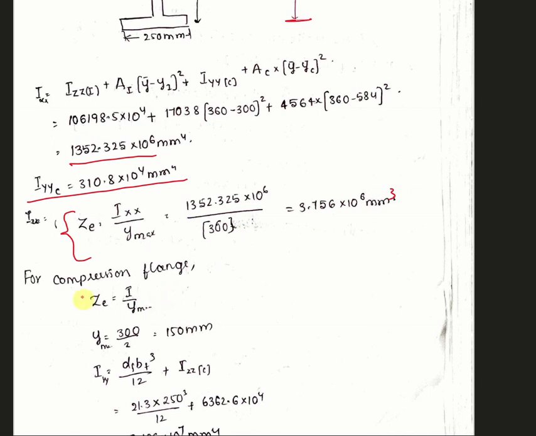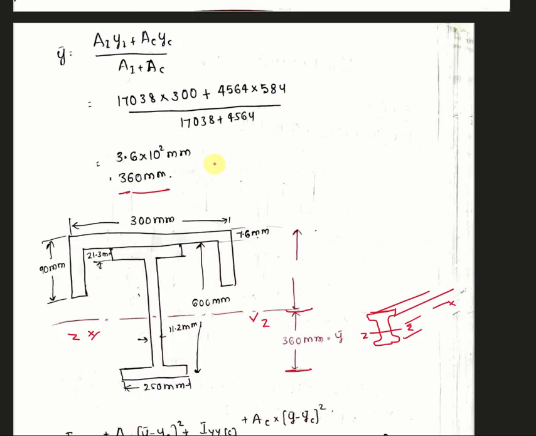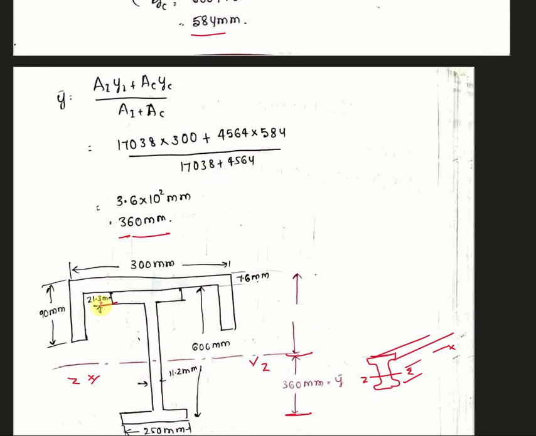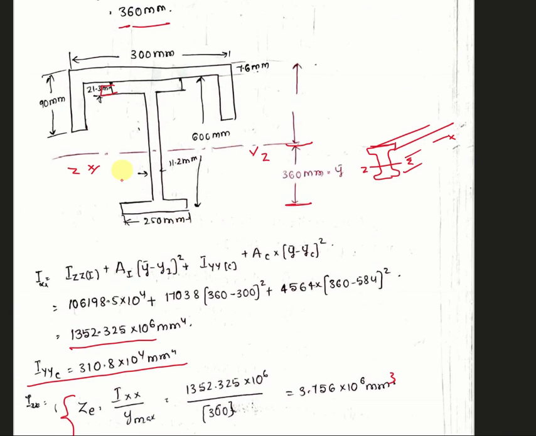Now we have to do it for the compression flange. I by Ymax, only the compression flange we have to consider. So D1 B1 cube by 12 plus Izz. D1 is the depth of this, 21.3 is this one. Into, so this is simply a rectangle, 250 is its width.